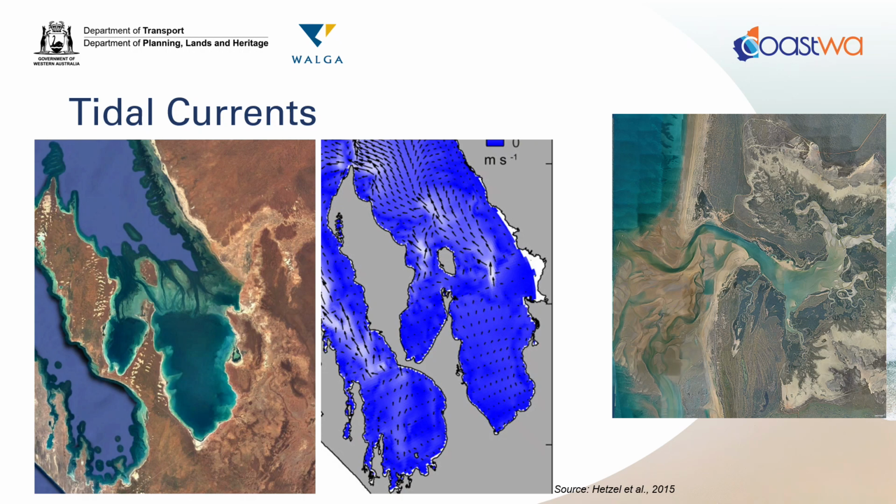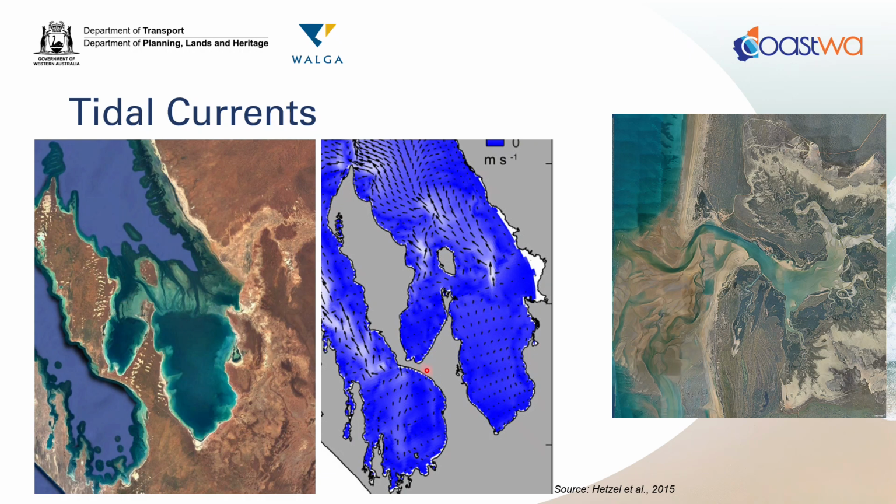We also have tidal currents. The example here is just from Shark Bay, and what you can see through here is some very distinct flow paths or channels that have been created in and around the islands and across these banks.